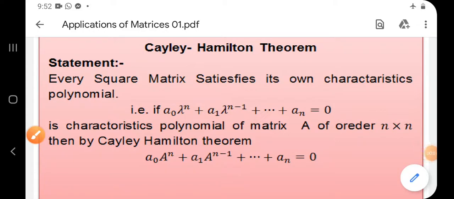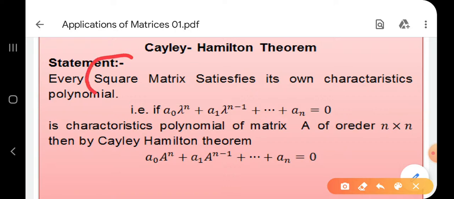Hello everyone, and my dear students of first year, today we will see one more application of matrix, that is Cayley Hamilton theorem. So let us see the statement of Cayley Hamilton theorem. Every square matrix satisfies its own characteristic equation.